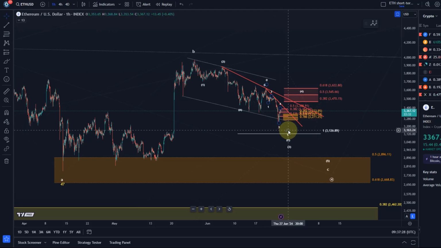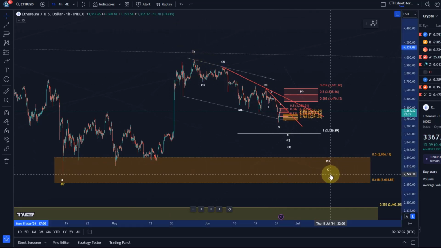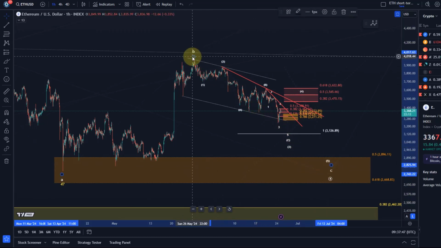Okay, so this is a shorter time frame. Here, the current idea is that we are in this larger degree fourth wave. We might test again the area of the May and April lows around 2,900 to 2,700. The idea is that we're currently moving down here in an ending diagonal, which is a C wave after a B wave top, very similar to Bitcoin's chart.